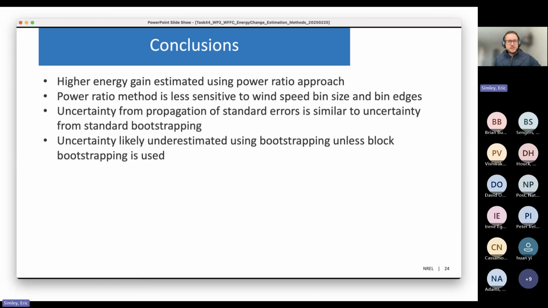And then the power ratio method appears to be less sensitive to the wind speed bin size and the bin edges, likely because of the normalization by a reference power. And then the uncertainty from the propagation of standard errors is similar to the uncertainty with standard bootstrapping. So, it's a lot more computationally efficient. So it might just be better to use the propagation of standard errors rather than bootstrapping. But these results suggest that uncertainty might be underestimated using standard bootstrapping, and it is important to use the block bootstrapping, which gives a higher uncertainty estimate.